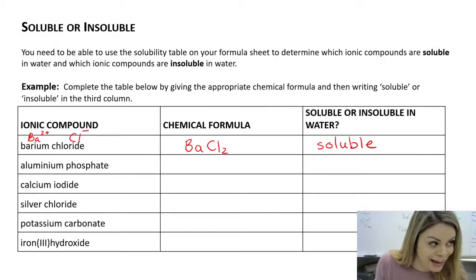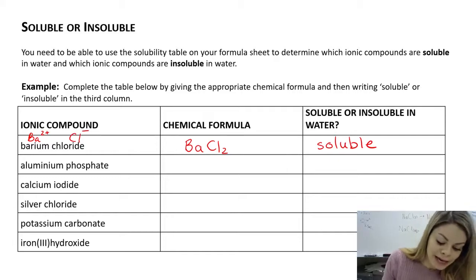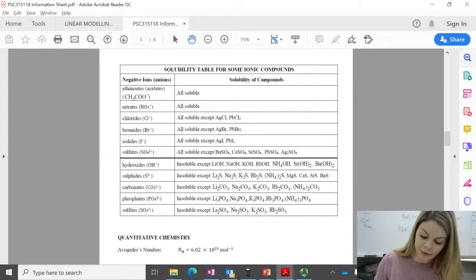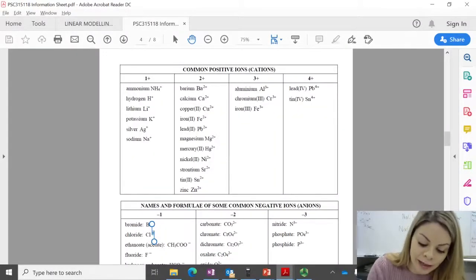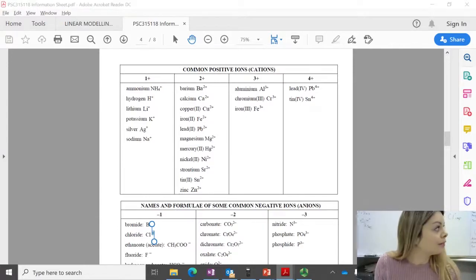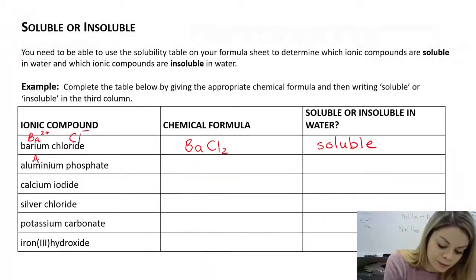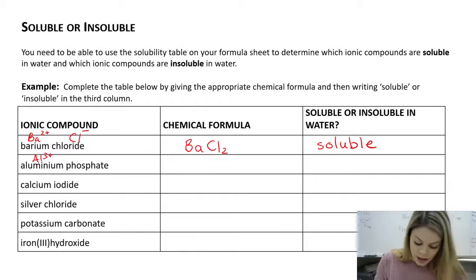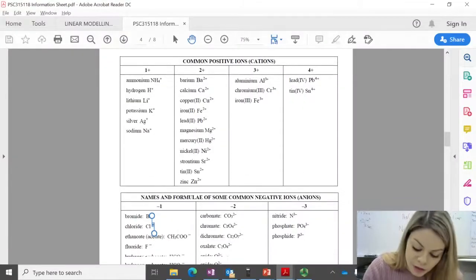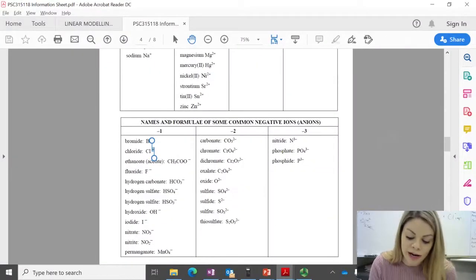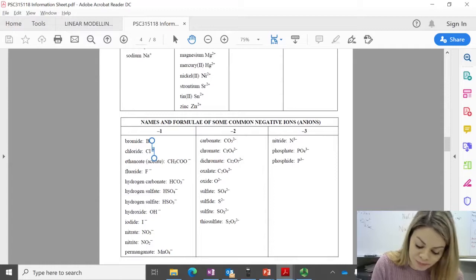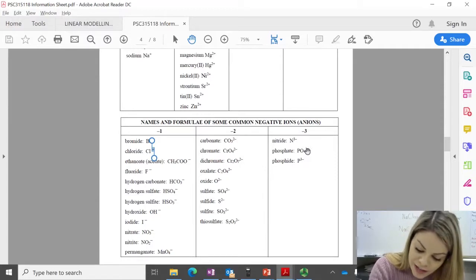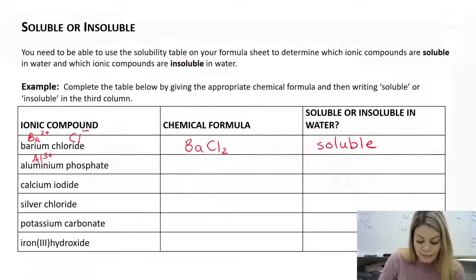Yeah. Okay, cool. Next one, aluminium phosphate. So again, we go back and we find it. Aluminium is Al3+, according to the formula sheet. And phosphate, we've got to look for phosphate, making sure we're not getting it mixed up with phosphide or something else. Phosphate is there, PO4 3-.